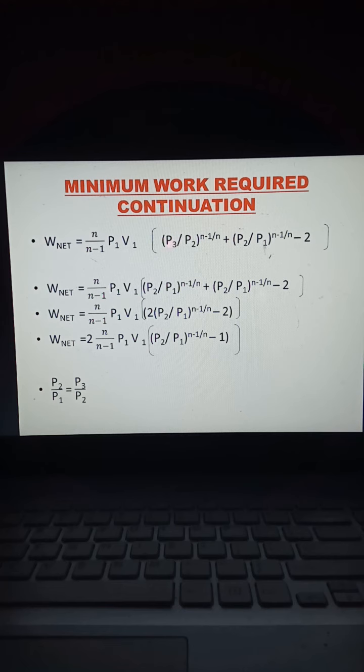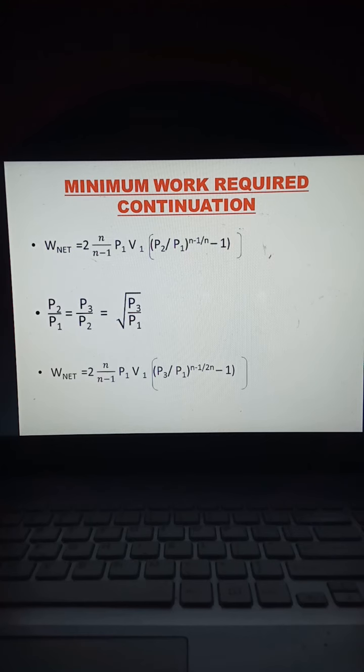In this equation there is P3 divided by P2. I replace this P3 divided by P2 with P2 divided by P1. So the equation will become like this. When I take P2 divided by P1 and n minus 1 common, I can write it as 2 times P2 divided by P1 the whole raised to n minus 1 by n. When I took 2 common from this, it will become 2n divided by n minus 1 P1 V1 into P2 divided by P1 the whole raised to n minus 1 by n, minus 1. So this is the formula for calculating the minimum work for a two-stage reciprocating air compressor with perfect intercooling.